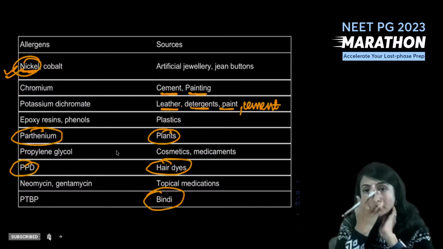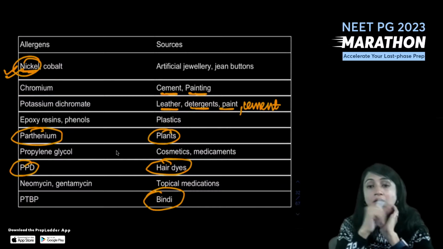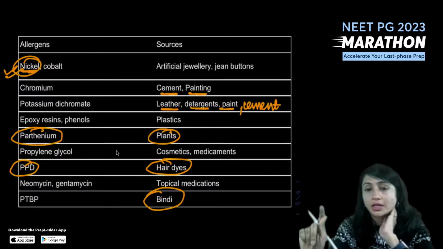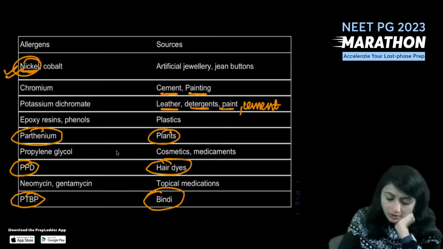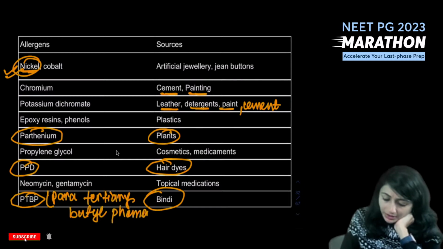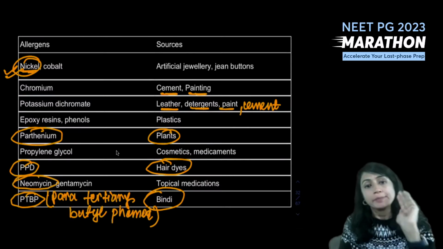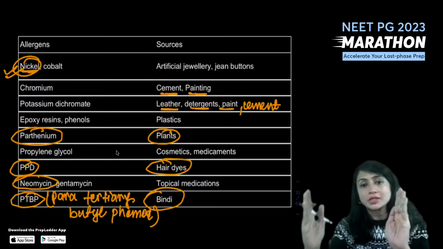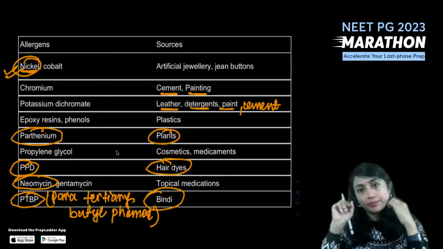Then they sometimes give you an image of a female who has an allergic dermatitis on the forehead. This is nothing but bindi dermatitis. And what is the allergen there? Para-tertiary butyl phenol. Most common topical agent or topical medicine which causes contact allergic dermatitis, it is neomycin. Please remember these important allergens and their sources because that is how they give you the question in the exam. Okay.